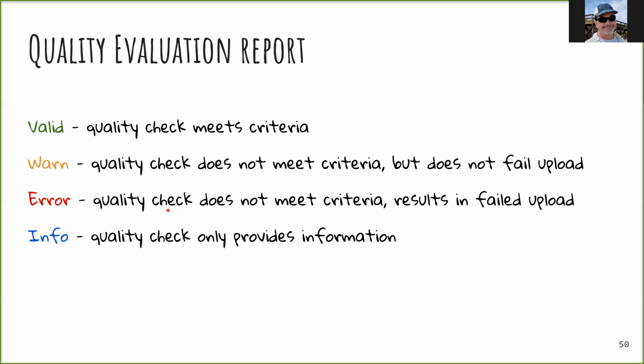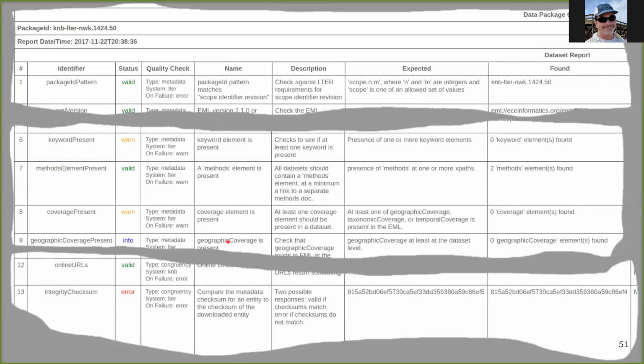If your data have a particular checksum and you put that into the metadata, and we download that data into the system and generate the same checksum, and the checksums don't match, then we're going to fail that quality check and not publish that data set. And then finally, there's an info category also, which basically provides just plain information back as part of the report itself. Here's some clippings from that report.